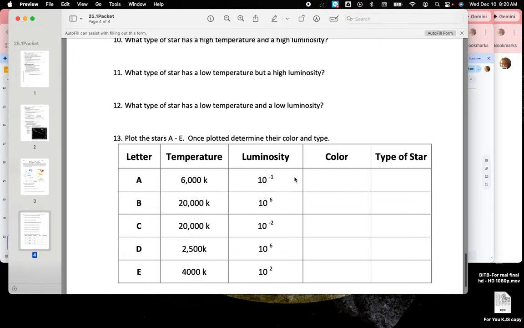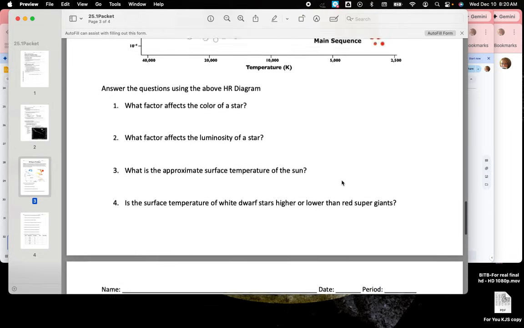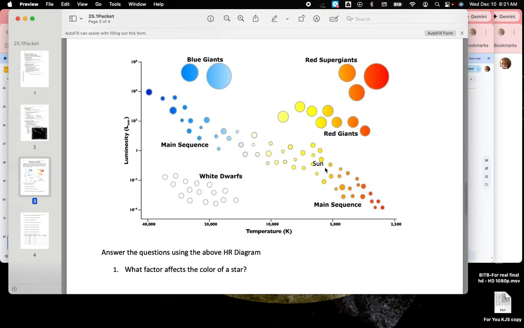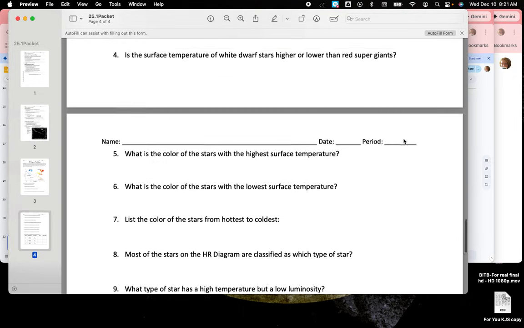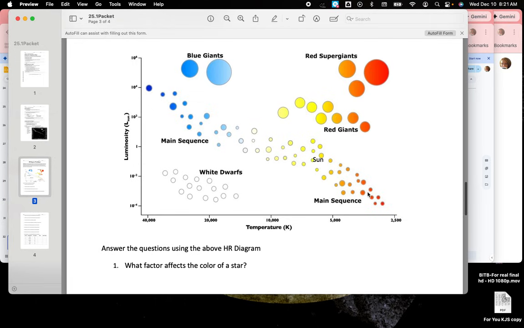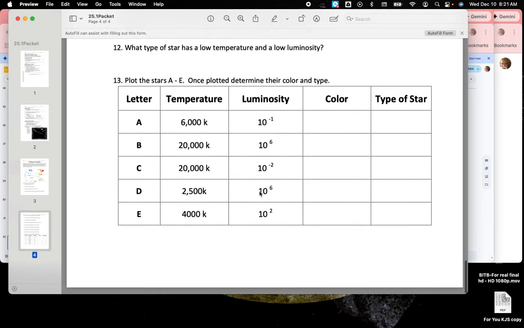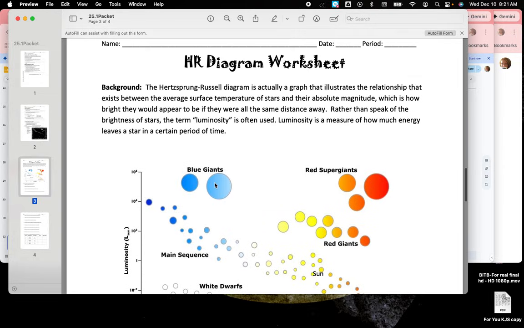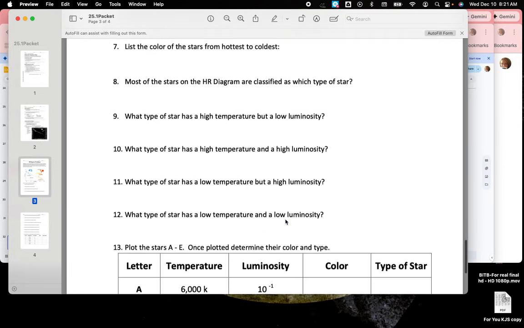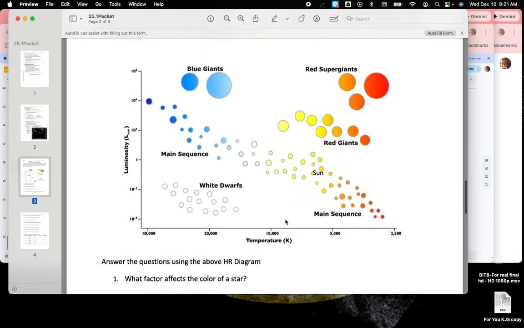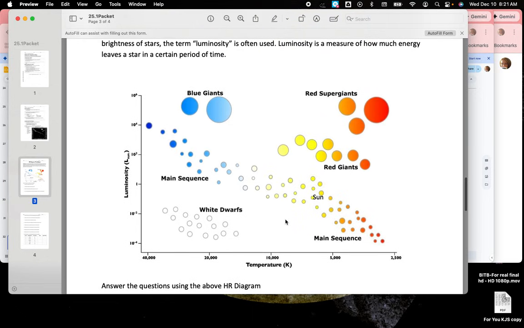And then you're going to tell me the color. A was by my sun, so I would say yellow. And the type of star, I would say, is main sequence. These are my main sequence stars. I would do the same thing for B. That was part of my blue giant, so I'd say the color is blue. And then what type of star? I would say blue giant, or you could say giant, and I'd give you credit for that.